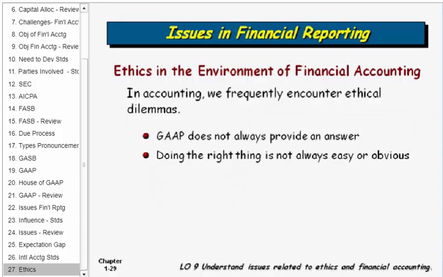In accounting, we frequently encounter ethical dilemmas. GAAP doesn't always give you the right answer, and doing the right thing isn't always easy or obvious, particularly, in my opinion, if your employment is based on the actions and the threat comes from above.